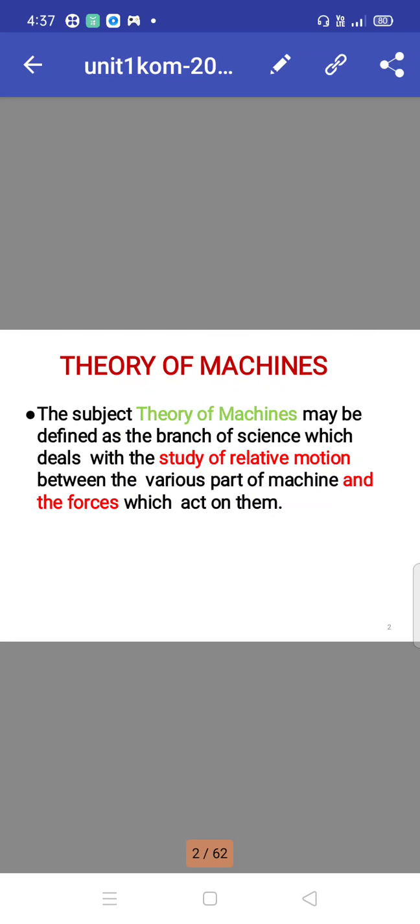Have a pleasant day. Before entering into the kinematics of machinery, we should learn the entire theory of machines, which comes under our branch of science, which deals with the study of relative motion between the various parts of a machine and forces which act on them.